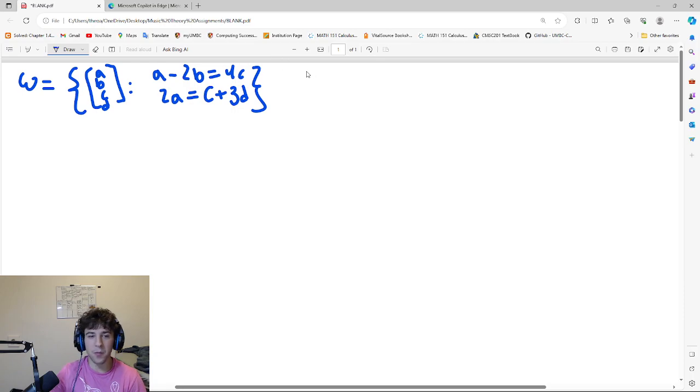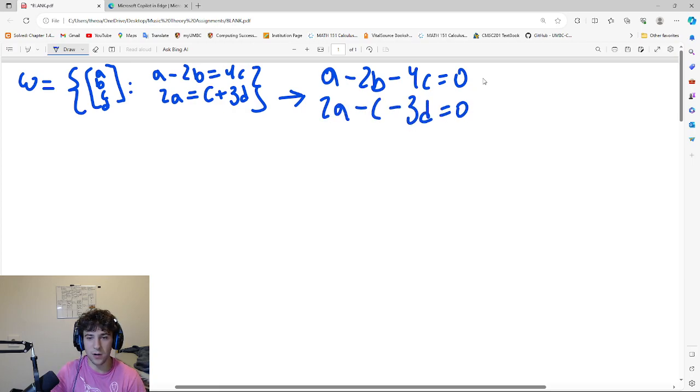The first thing we want to do whenever we have a question like this, we want to rewrite these so that they equal 0. So this would get us a minus 2b minus 4c equals 0. Then 2a minus c minus 3d equals 0.